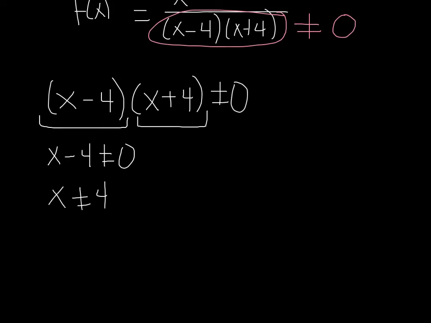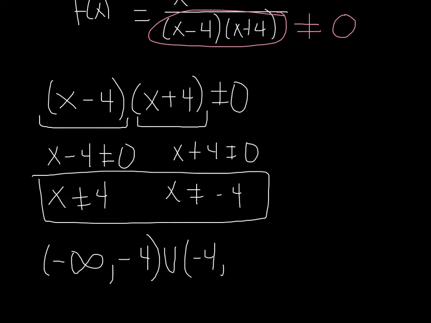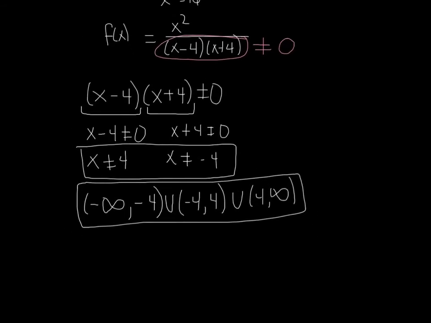That means x cannot be 4. Or if this factor is 0, then the whole product would be 0. So the two values I'm not allowed to have in this domain are -4 and +4. And here's how you write that in interval notation. You come up from -infinity and you're going to jump over this -4, and then you're going to jump over the 4. So it is sufficient to say either what x can be or what x can't be.